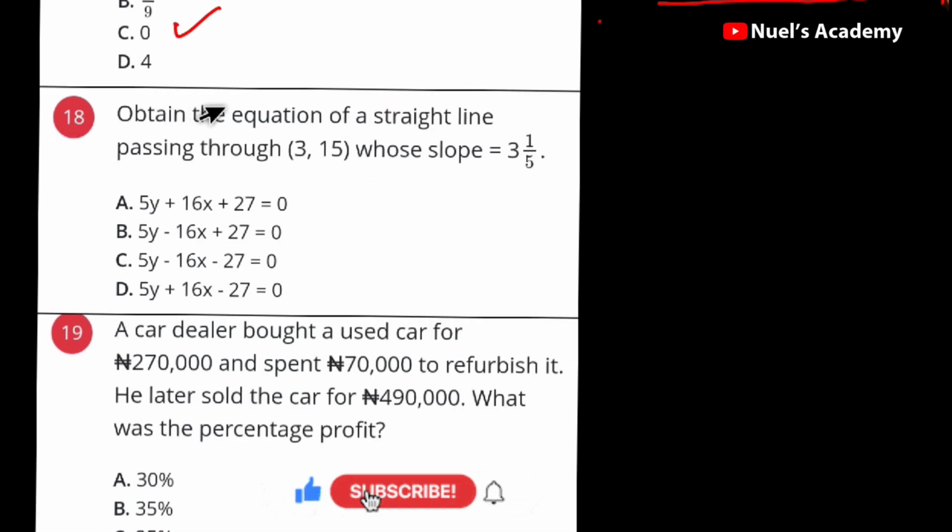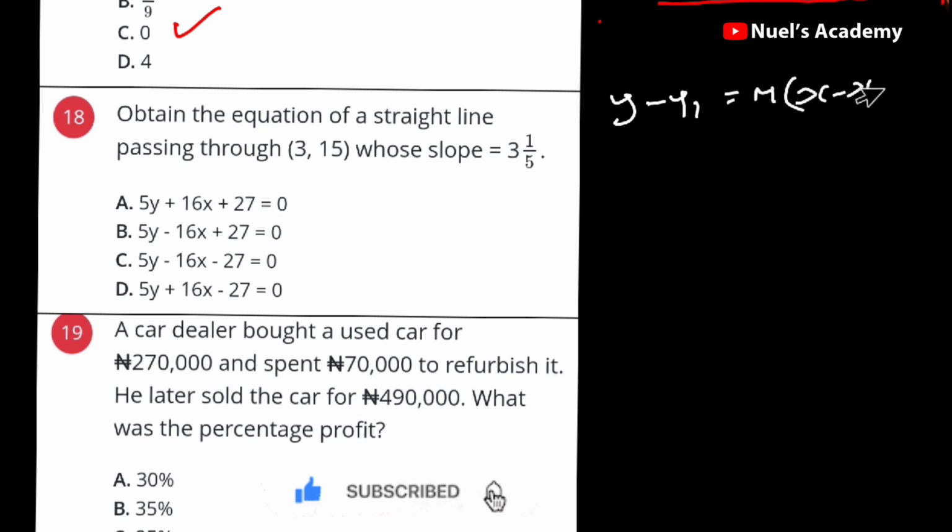Question number 18. Obtain the equation of a straight line passing through points 3 and 15 whose slope is equal to 3 whole number 1 over 5. Now the formula for the equation of a line is y minus y1 is equal to the slope, which is m, into x minus x1. So here we have that this 3 here is our x1 and this 15 is our y1, whereas this is the slope m.